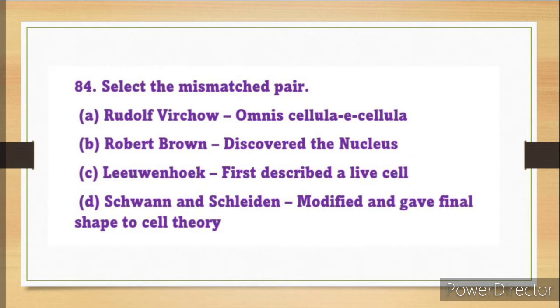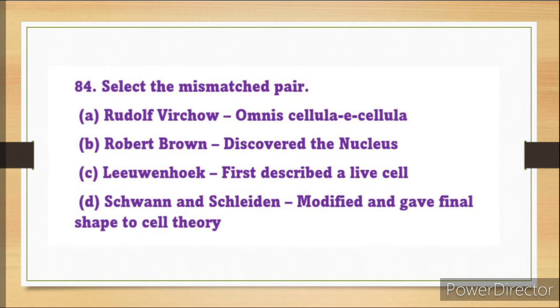Option B, Robert Brown discovered the nucleus. Of course, this is also a matched pair. Robert Brown discovered the presence of nucleus in the cell in orchid root. Option C, Leeuwenhoek first described a living cell. This is also a matched pair. Anton von Leeuwenhoek studied the first living cell. Then option D, Schwann and Schleiden modified and gave final shape to cell theory.